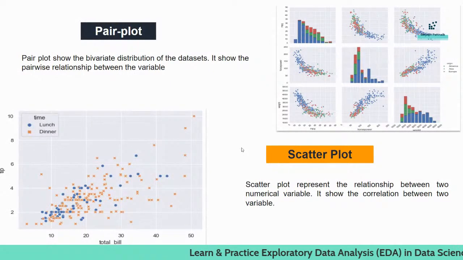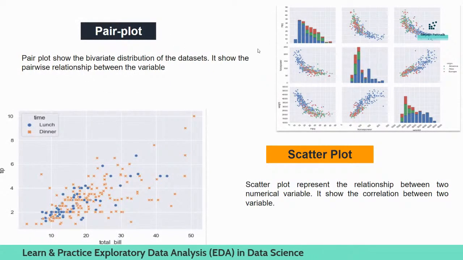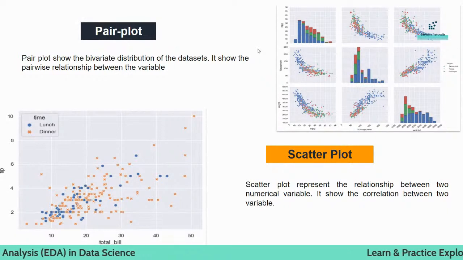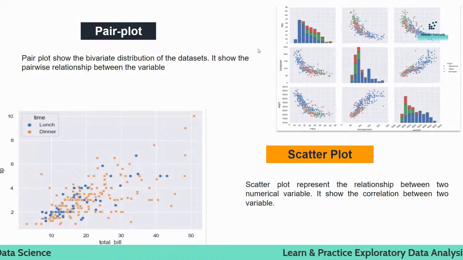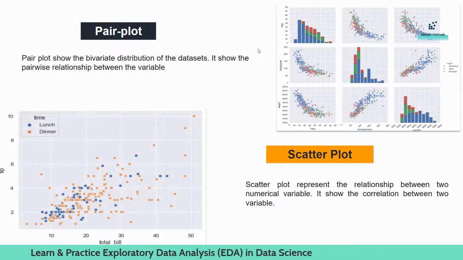Many people know about pie charts. Pair plots are used when you are trying to do some kind of bivariate distribution of the data sets, but you have multiple columns to deal with. In that case, you can make use of pair plots. So it basically shows the pairwise relationship between the variables.